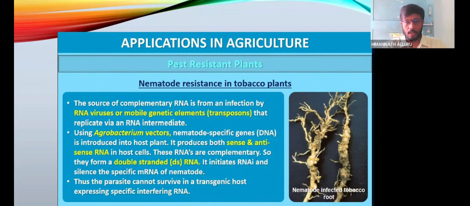So, complementary RNA. Second thing, the vector system, students usually miss. They won't write it. In a hurry, what will happen? They will write RNA interference technology. They will write the source for the complementary RNA. They will forget how this complementary RNA is delivered into the host, that is the tobacco plant. That they won't write. So we need to say that it is delivered using the Agrobacterium vector only. The student must again understand that.